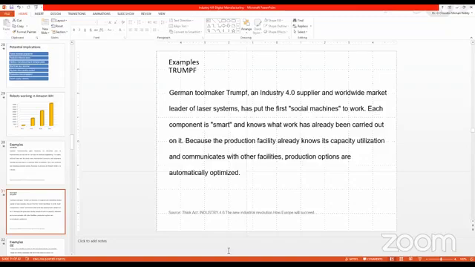Next is Trumpf. This German toolmaker Trumpf, an Industry 4.0 supplier and worldwide market leader of laser systems, has put the first social machines to work. Each component is smart and knows what work has already been carried out on it. Because the production facility already knows its capacity utilization and communicates with other facilities, production options are automatically optimized.